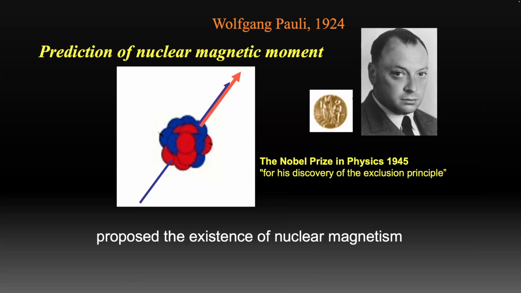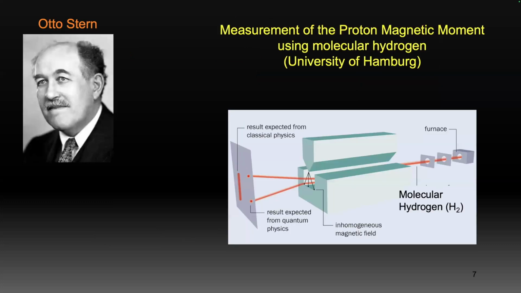But he thought that within the nucleus there may be charged particles having some dynamic behavior that results in the magnet. But he did propose the existence, and he later on got the Nobel Prize, and you may know him very well because of his exclusion principle, the Pauli exclusion principle.